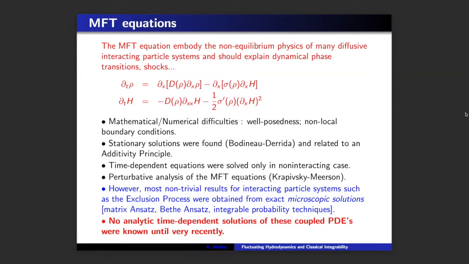Like what I showed you yesterday, we had some formulas for these large deviation functions, for this Fredholm determinant, and so on. So once you extract the large deviation function from this tool, you can try to check if it satisfies these equations. And it was not even enough because, in fact, Bethe Ansatz gives you access to the final result, which is a large deviation function, but you cannot really compute the variables rho and h from it. But okay, it was a kind of indirect check you can do. But no analytic and time-dependent solutions of these coupled PDEs were known until recently.